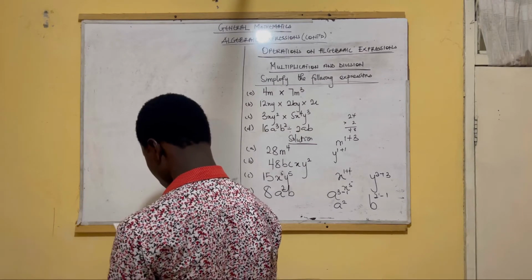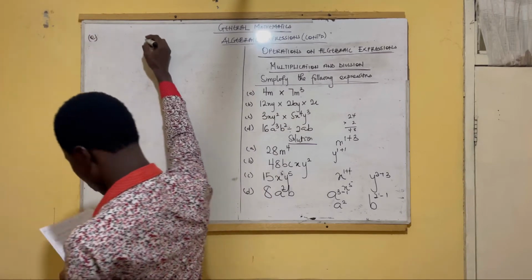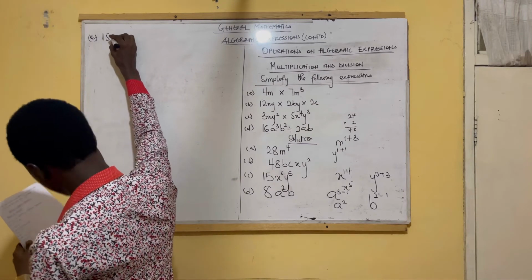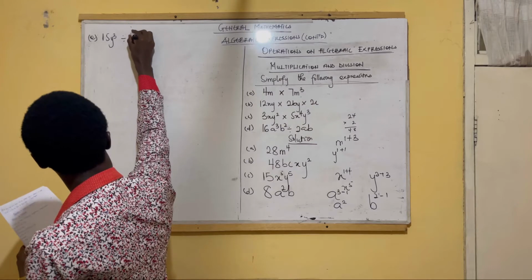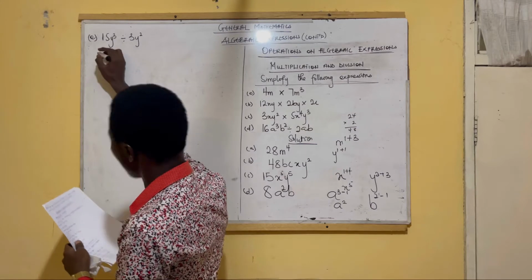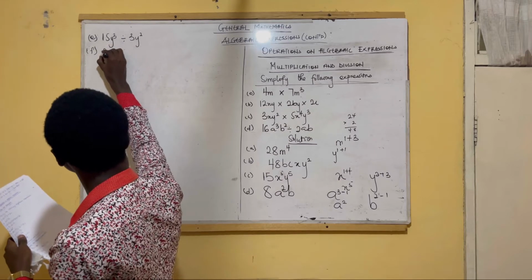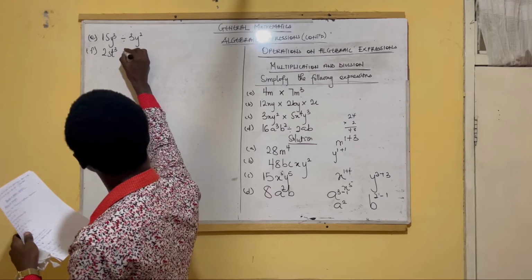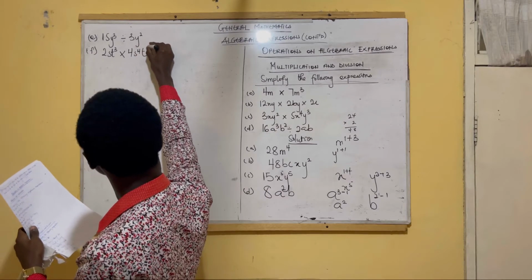Okay, so that's a D, right? So let's check E out. E, we have 15y exponent 3 divided by 3y exponent what? 2. Okay, so well, let me finish writing all. So the f, we have 2st exponent 3 times 4s exponent 4t exponent what? 2.